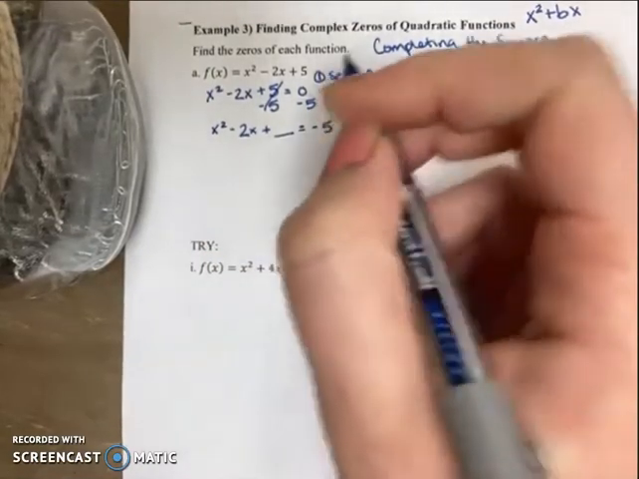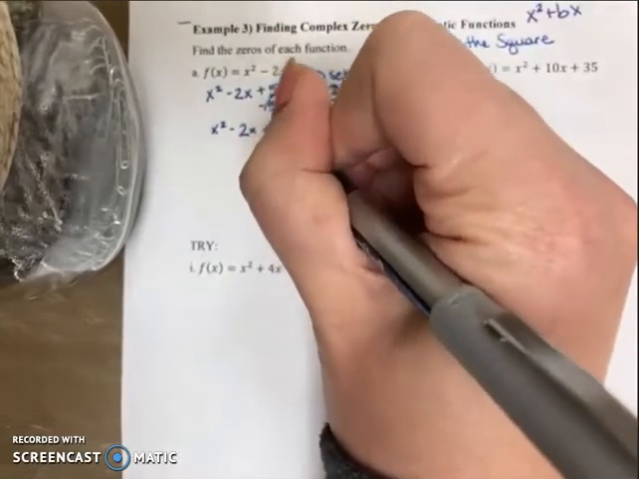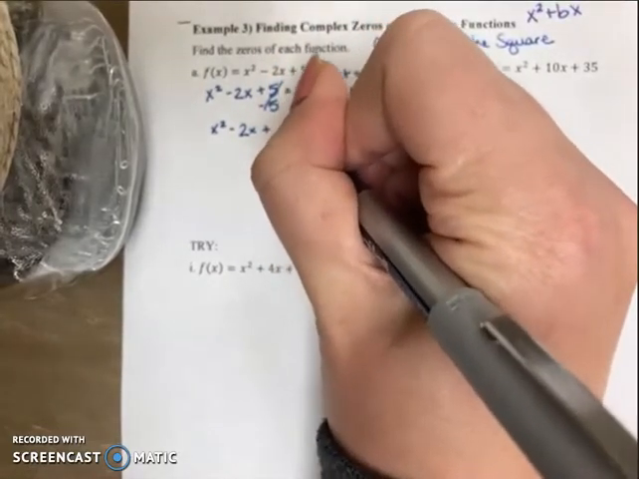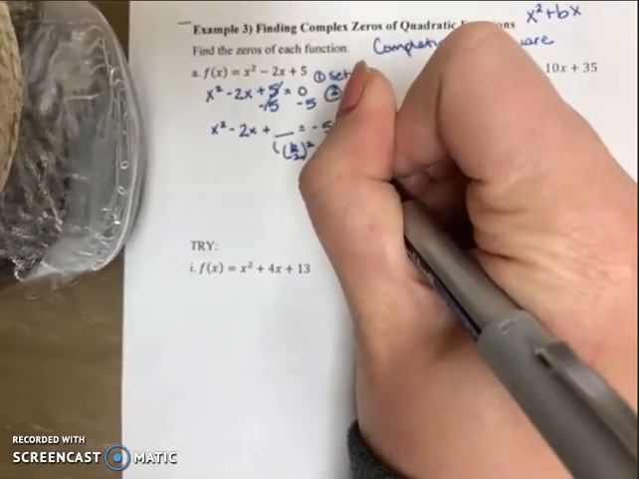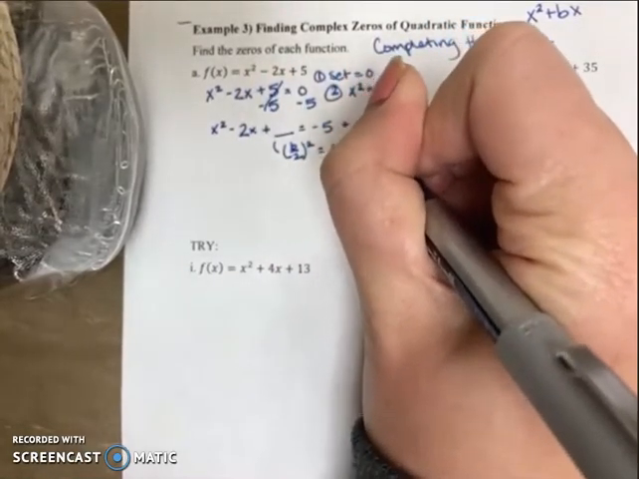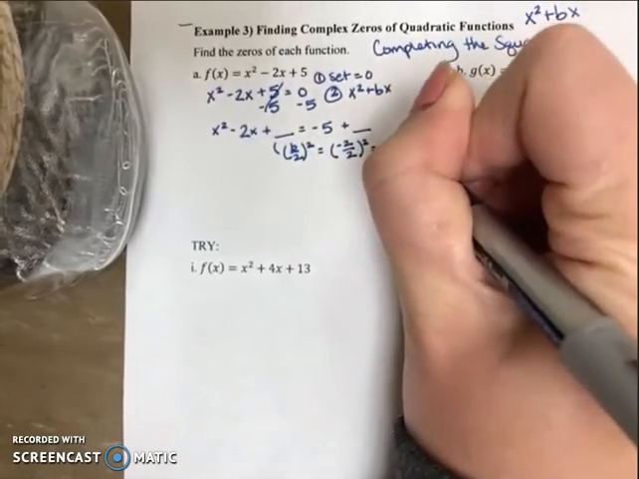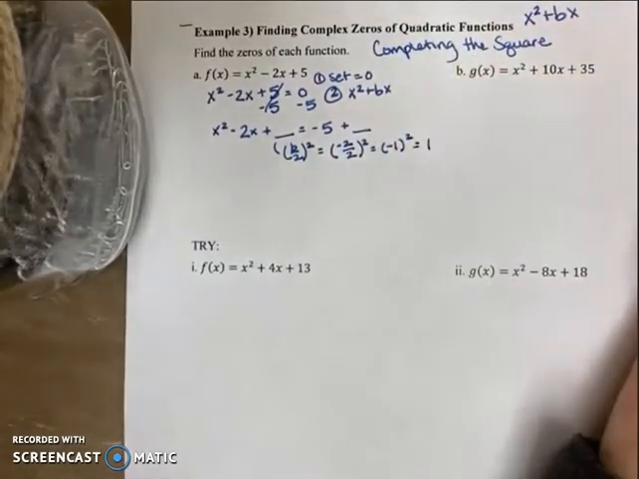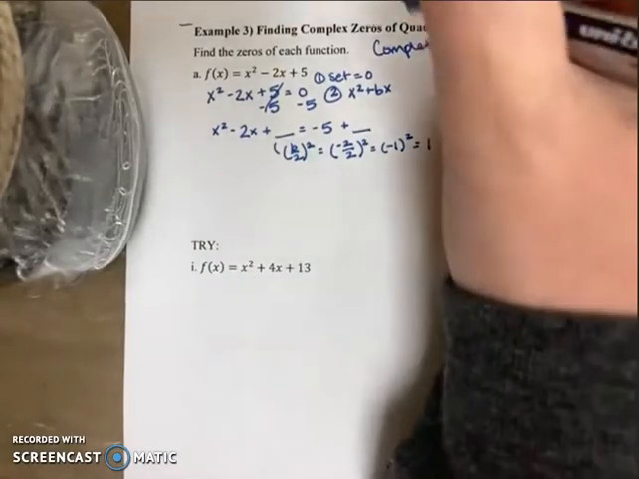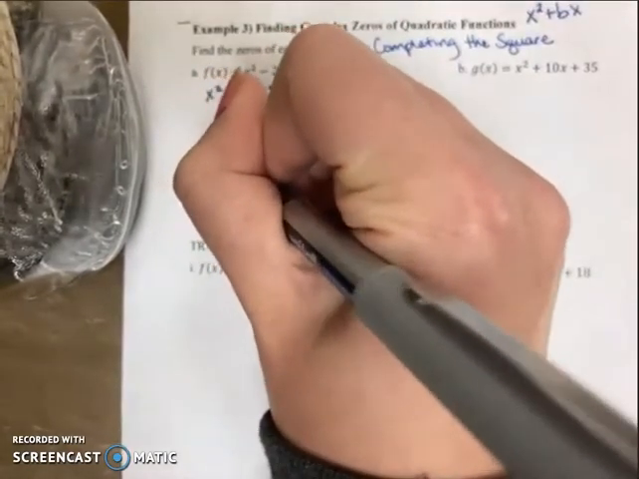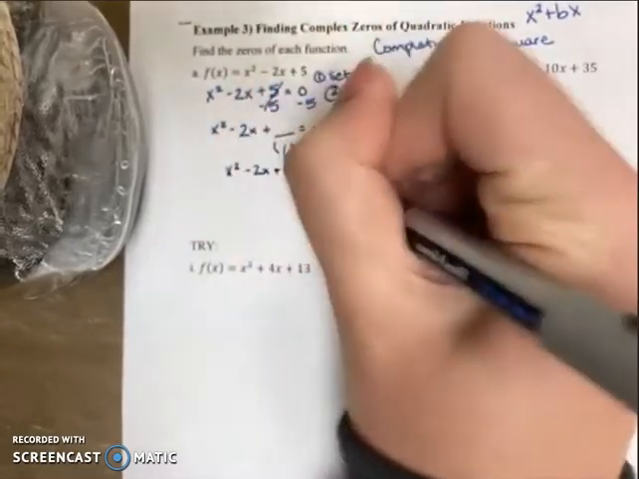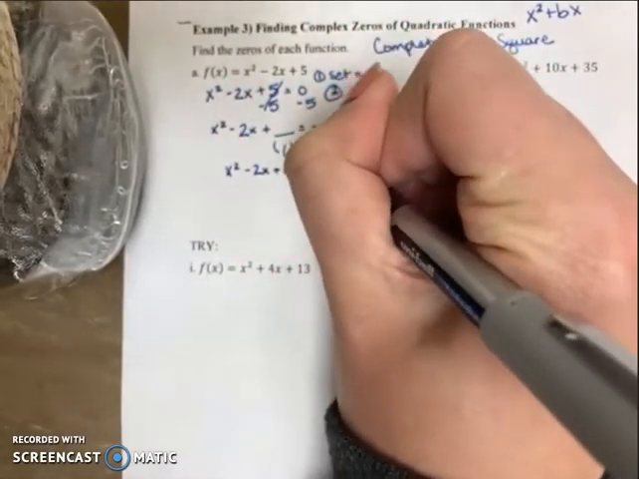The number that I have to add is b over 2 being squared. b was a negative 2, so I have negative 2 over 2 being squared, or a negative 1 squared, which is 1, meaning I am adding 1 to each side. So I have x squared minus 2x plus 1 equals a negative 5 plus 1.